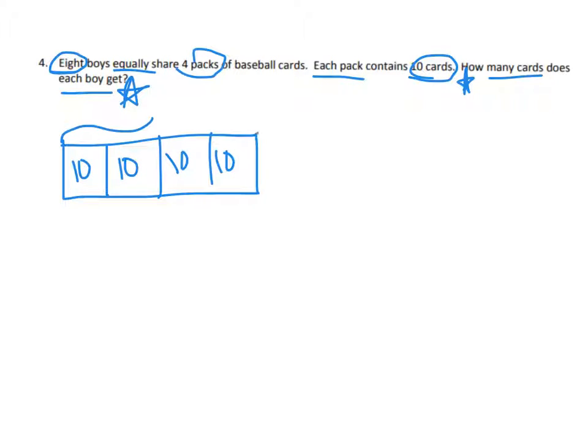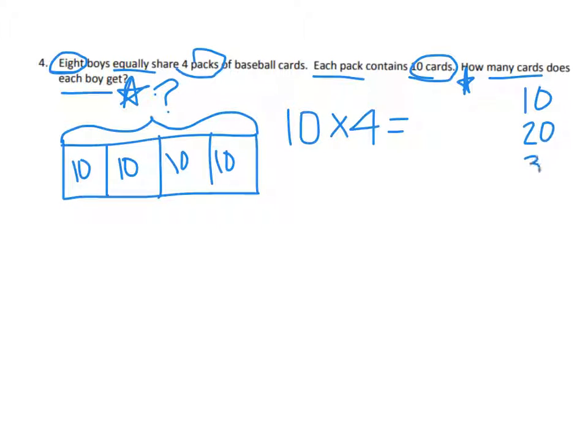I'm not sure what the total is. So how would I figure out what the total is? Pause the video while you work and replay when you are ready. So I see that there's 10 4 times. So I'm going to count by 10 4 times. So 10, and then 20, 30, and 40. So the total amount of cards is 40.